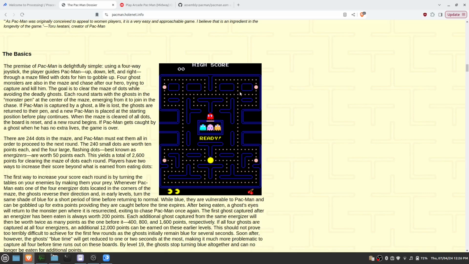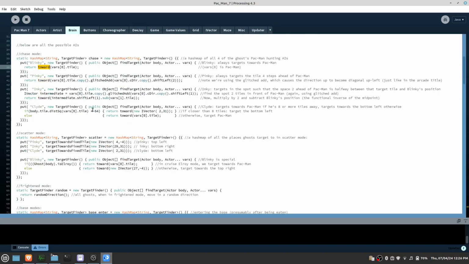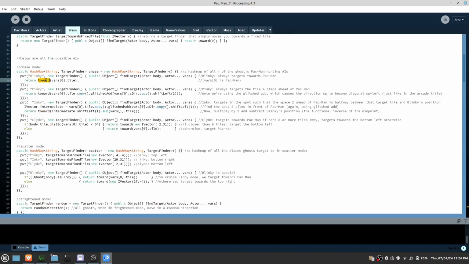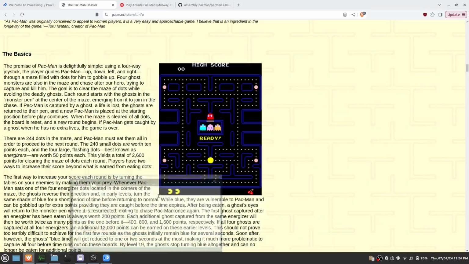Except there is a very specific case where they are allowed to turn around. It's when they switch between scatter and chase, or vice versa. Then they turn around, and I think that's sort of a signal to the players that they've done that. Anyway, so Blinky moves towards the target tile. Sorry, Blinky moves towards Pac-Man.